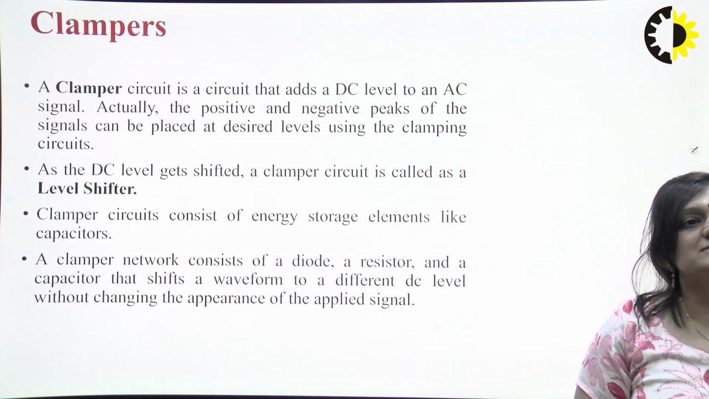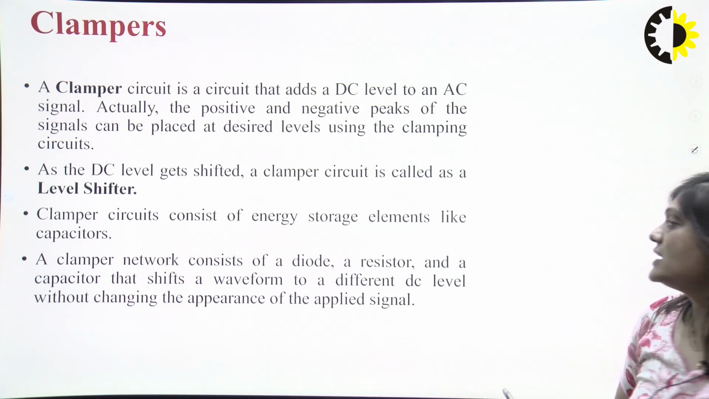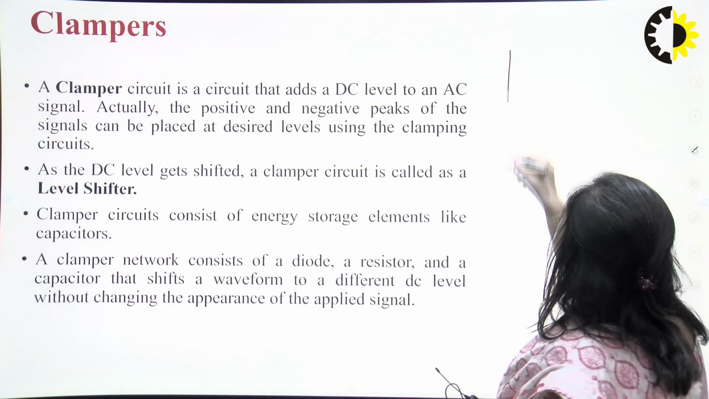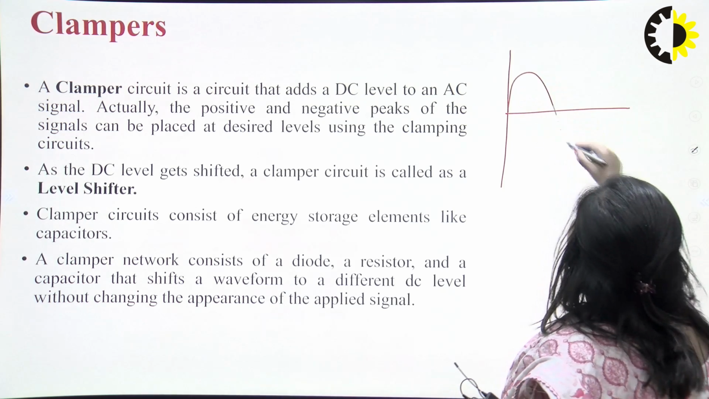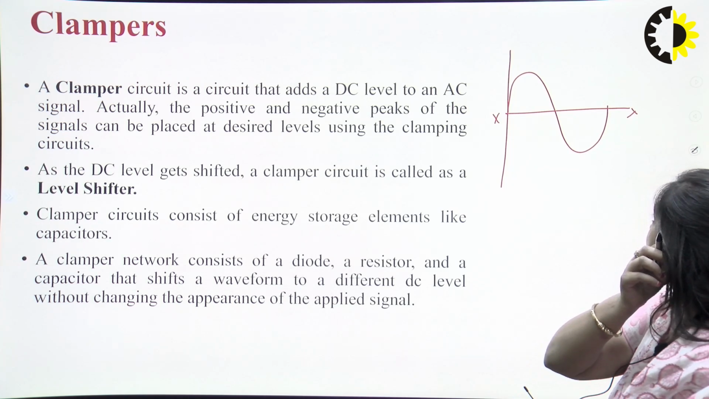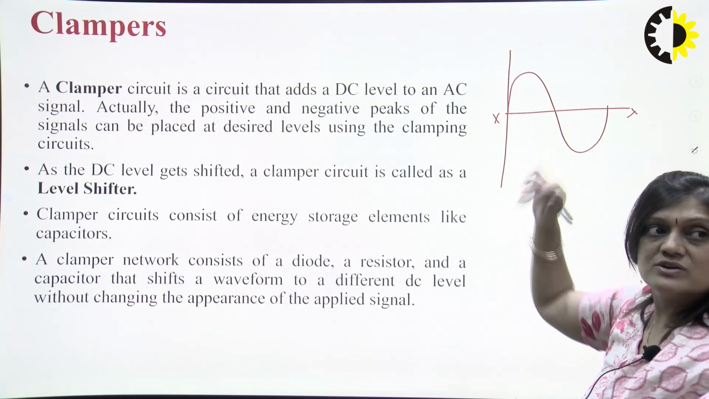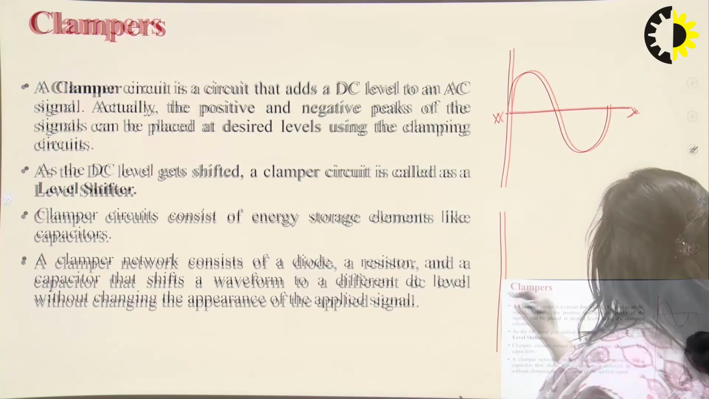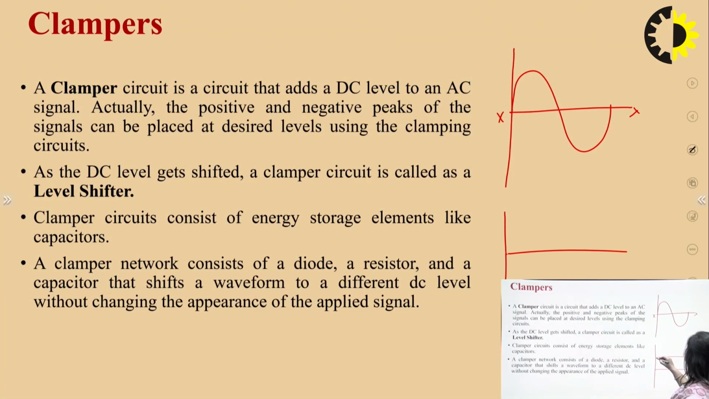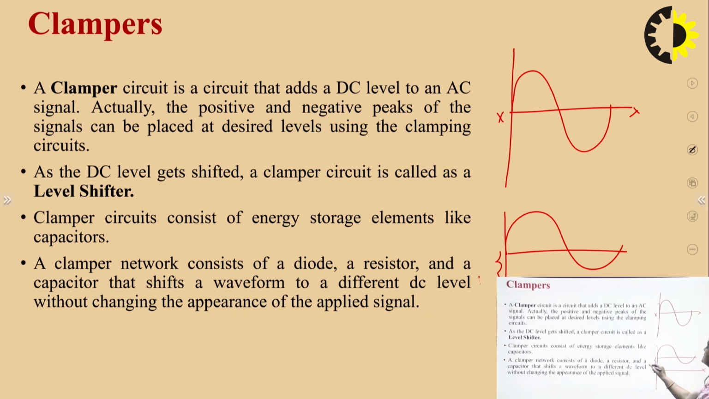A clamper is a circuit that adds a DC level to an AC signal. This is our input AC signal, and this is at the ground level. With the help of a clamper, we can shift the DC level of this signal to the positive side or the negative side. Like in this case, we have shifted this signal to this side. This is the datum line, and we have shifted this signal by 10 volts.